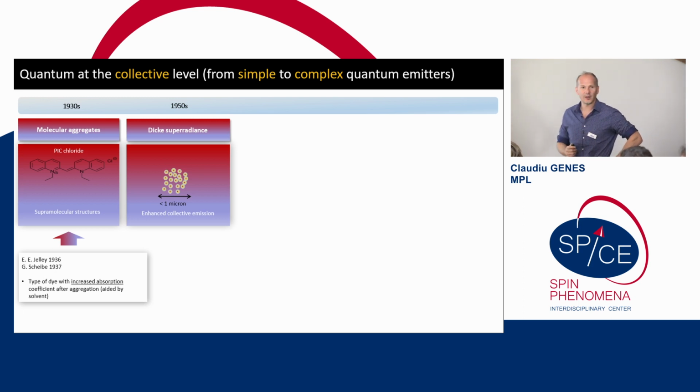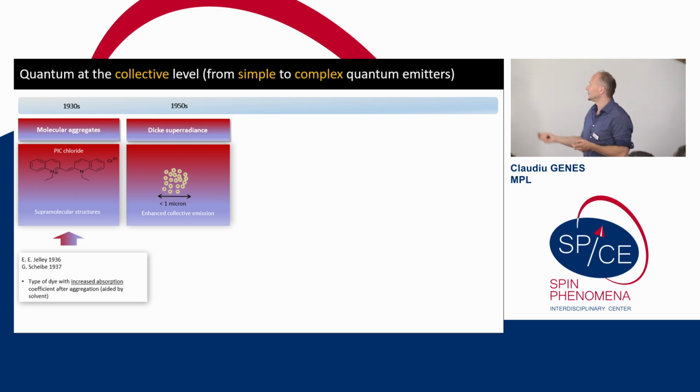Before decay superradiance or before any kind of cooperative behavior, this kind of superradiant or collective states have already been observed in molecular aggregates in the 1930s. There are these two observations by Jelly and Scheibe of some sort of dyes where monomers have been aggregated in structures which contain a few tens or maybe hundreds of monomers, where the whole thing posed an absorption which was much higher than expected.